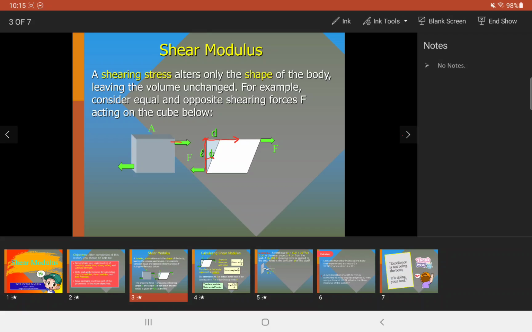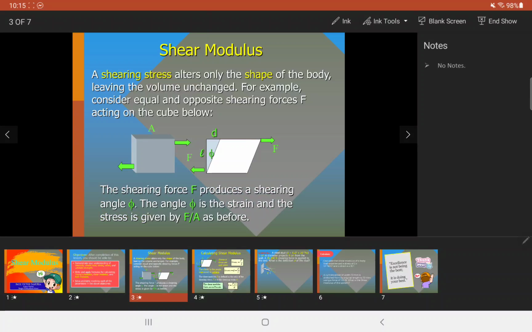As you can see here, we now have the shearing force F. The F is the shearing force. It produces a shearing angle. Where's that angle? Here. This angle here is the strain, and the stress is given by the same force over area as what we have before. So in here, what is changed is only the strain, meaning the effect.